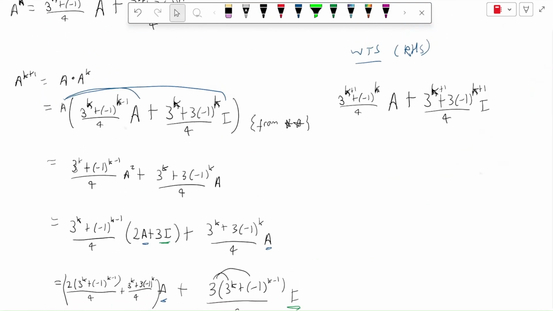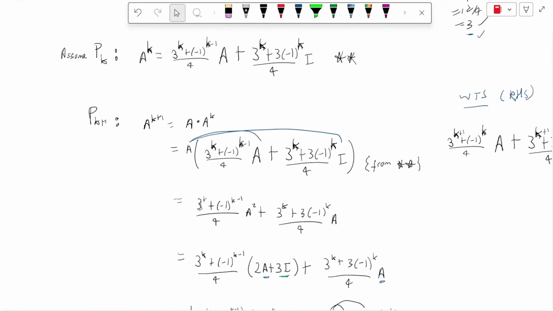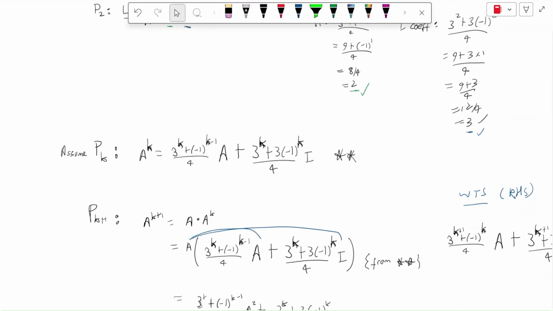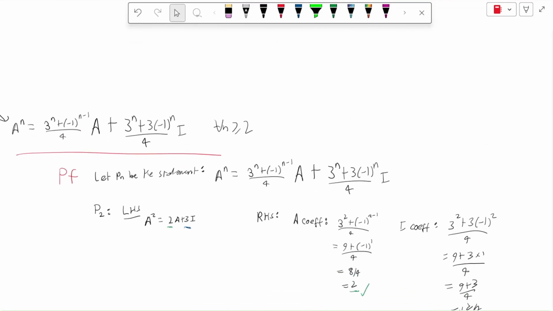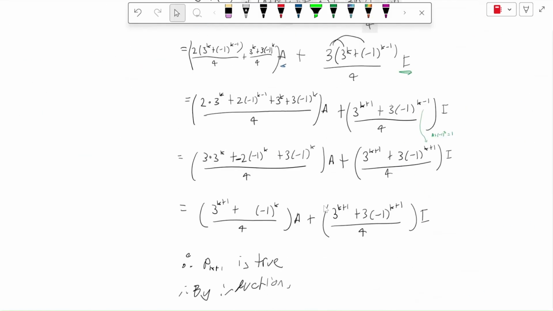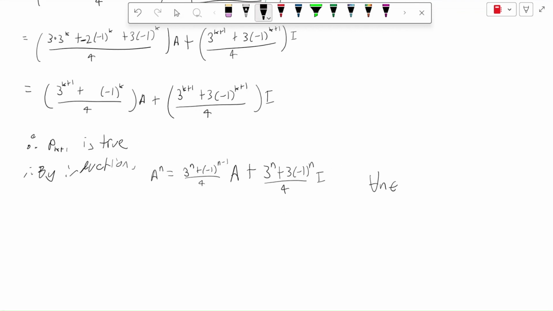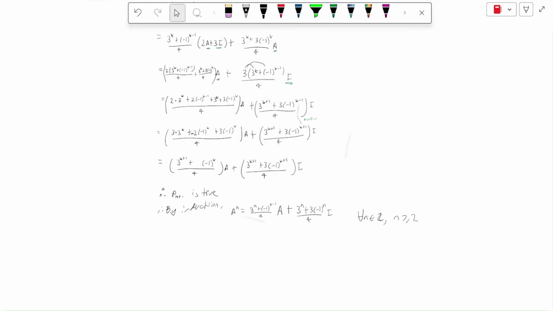And I reckon that is the proof. Therefore, P(k+1) is true. Therefore, by induction, and then we can pull this thing from up here, that is true for all n in Z with n greater than or equal to 2. What a wonderful proof that one is.